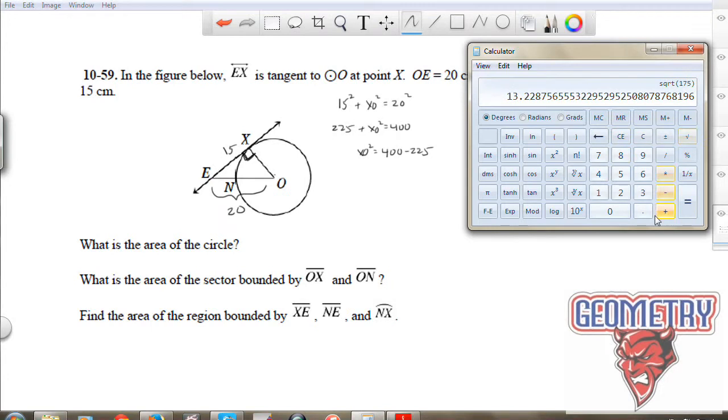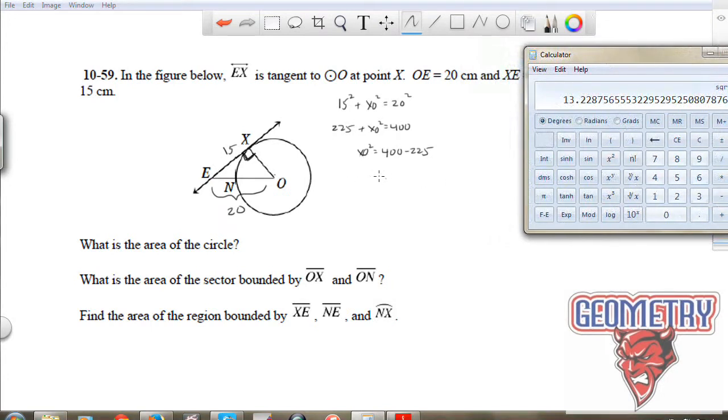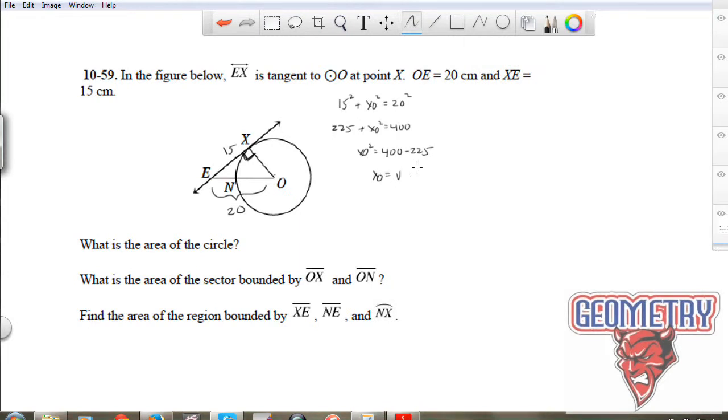The square root of that is 13. Actually, I'm going to leave XO as the square root of 175, because XO is the radius. When we find the area, it's pi r squared, so we're just squaring this again, so it's going to be 175 pi.